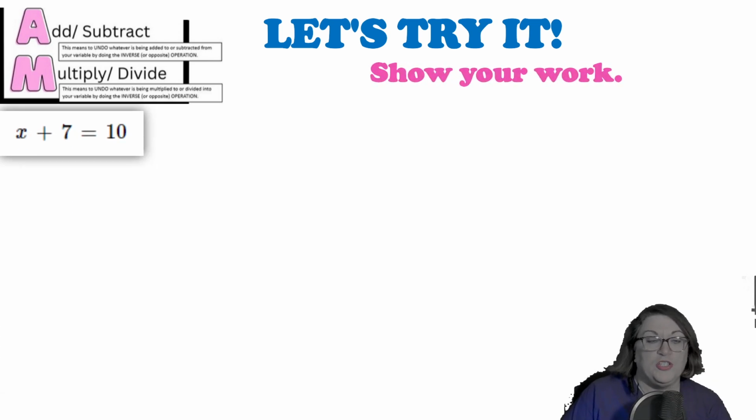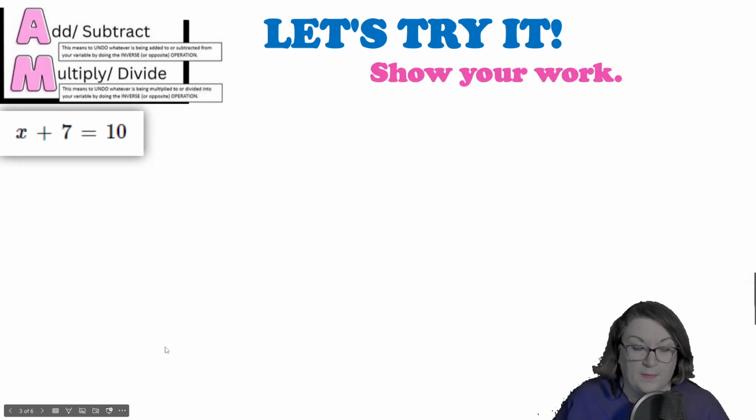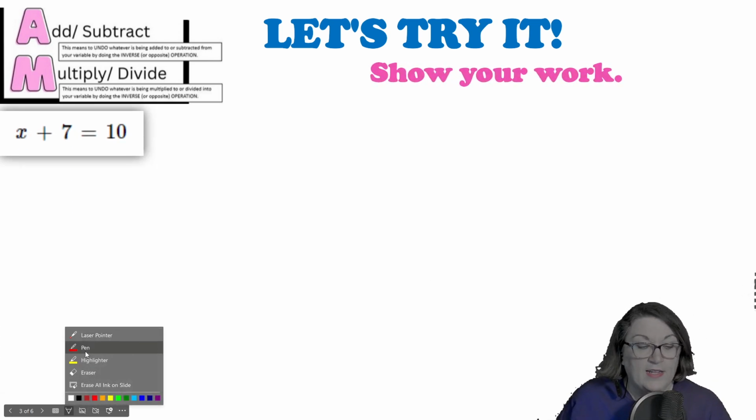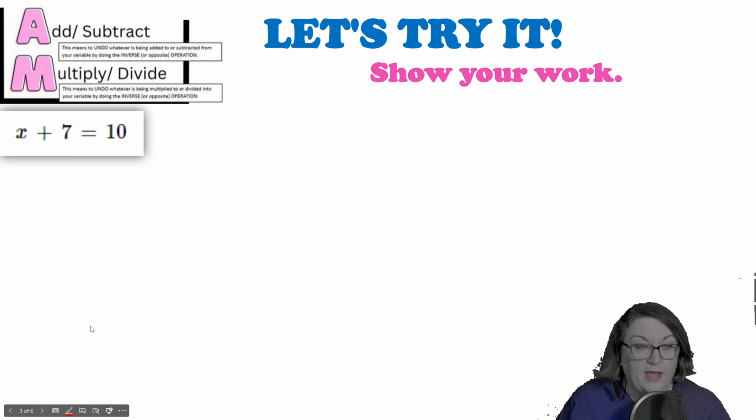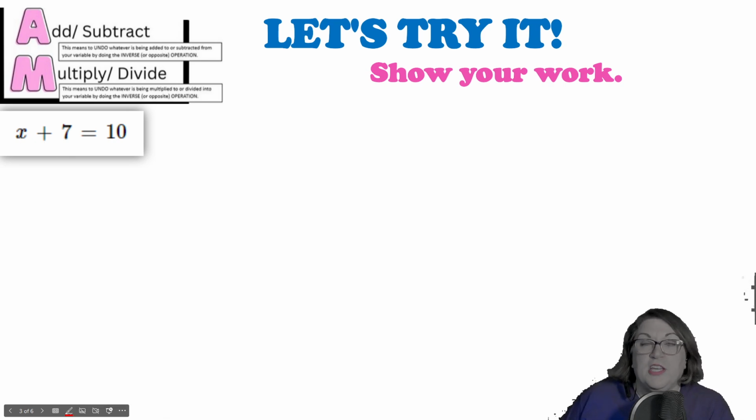Okay, so we're going to show our work on this. Let me get a pen out here. All right, so we'll start with red. Okay, so the first thing you should ask yourself is, what operation is happening to my variable? The variable is x in this equation, and the operation that's happening to it is we're adding a 7. It's plus 7, right? So we have to think about what the inverse or opposite of addition is, and that would be subtraction.